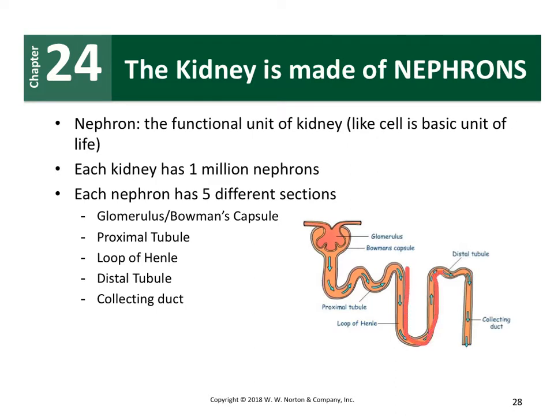These kangaroo rats have much more finely divided and longer loops of Henle. Then the distal tubule and the collecting duct, where the urine comes out of it.